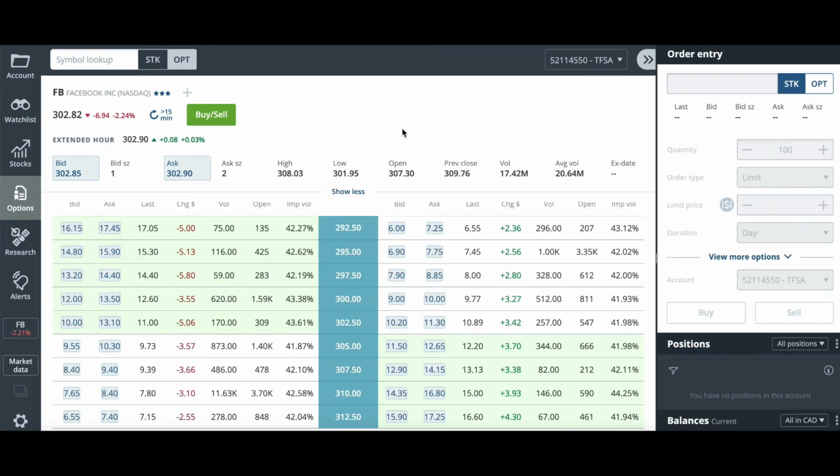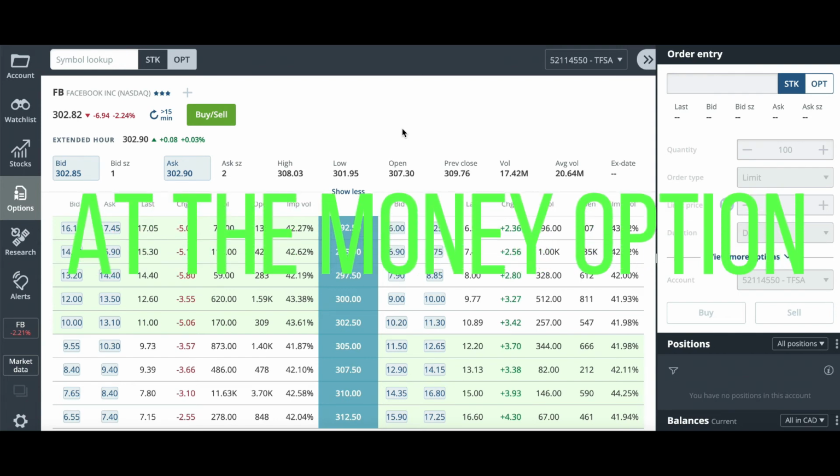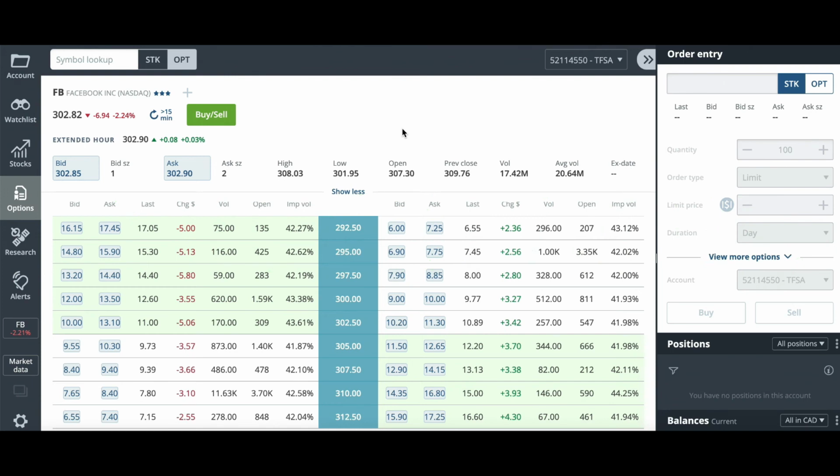As we mentioned in our last video, an at the money option contract will have a delta of 0.5 because there's a 50% chance that an at the money option contract will end up in the money. So just to demonstrate this quickly, we'll look at Facebook as the ticker, which is trading at 302.82. So the closest strike price to that is 302.50. So we would take that as an at the money option contract.